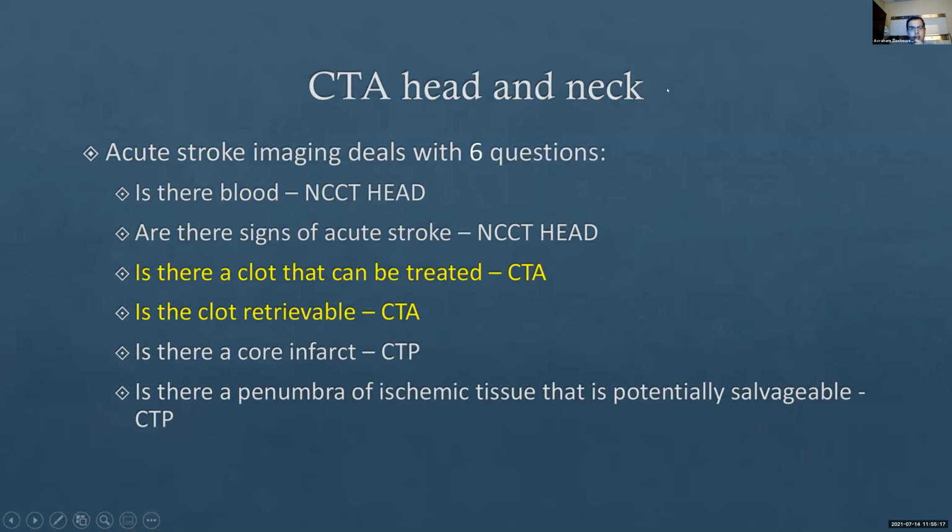So again, what are we doing? What's the purpose of this CTA head and neck? What are we trying to figure out? Is there a clot, a blockage that can be treated? And we'll talk about another form of treatment, which is critical and valuable and radically changed stroke treatment. And can you get to it? Which involves interesting questions.